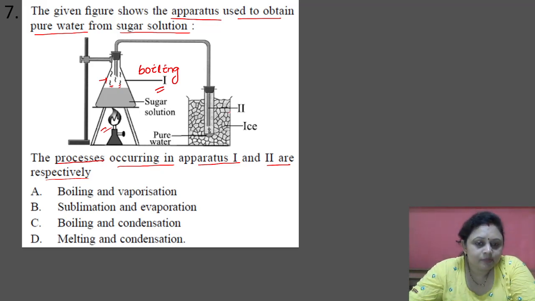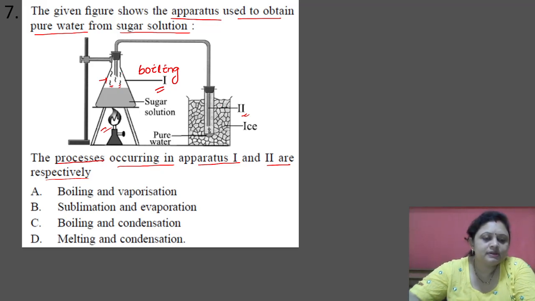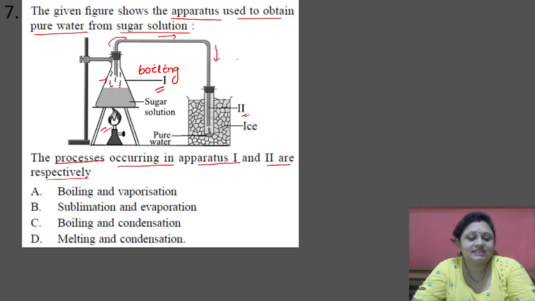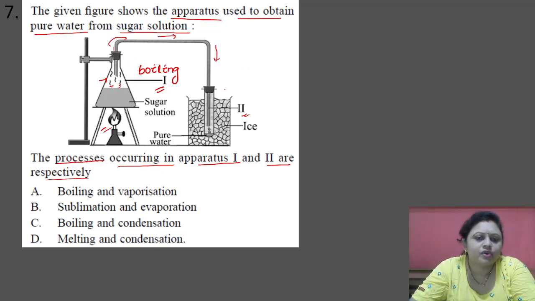Coming to the second apparatus, what is happening here? These water vapors are coming through this side tube. We can say this is a side tube or bent tube. Okay, so it is inserted into this tube, and here ice is there. You can see here ice is there.